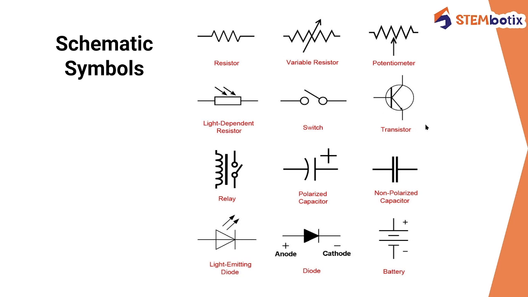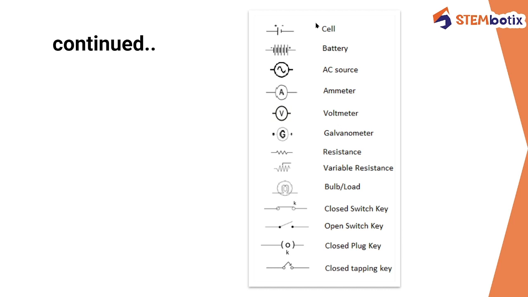This is a switch, this is a transistor, this is a relay, this is a polarized capacitor, this is a non-polarized capacitor, this is a light emitting diode, this is a simple diode with anode and cathode. The straight line over here is symbolized as the cathode, whereas this triangle is the anode. Straight line is cathode. For the battery, the longer line is the positive and the shorter line is the negative terminal. So this is a one cell battery, this is one cell, this is the battery.